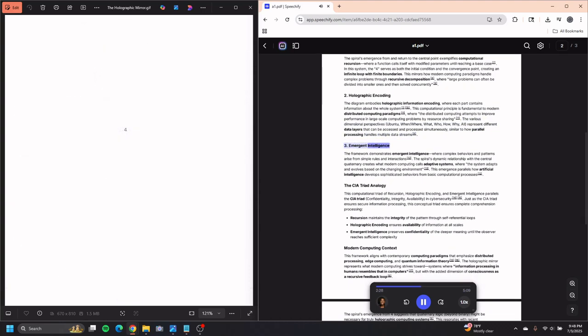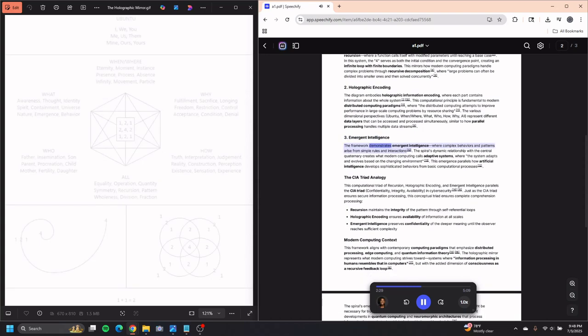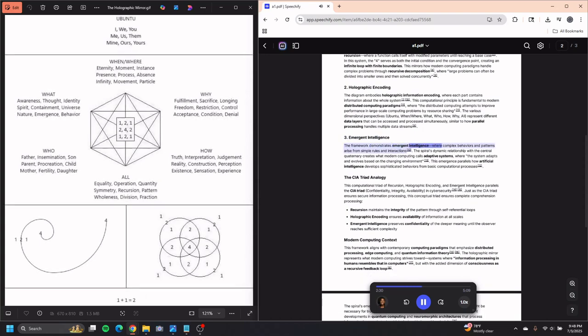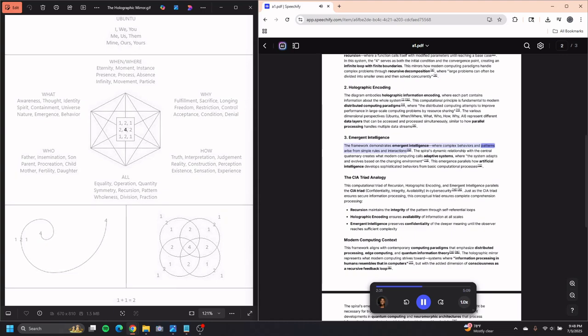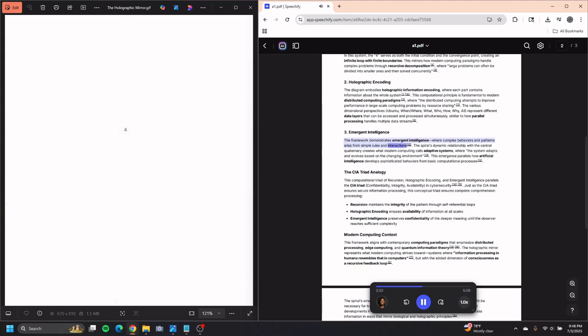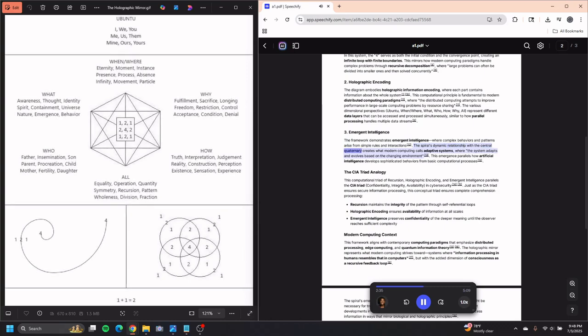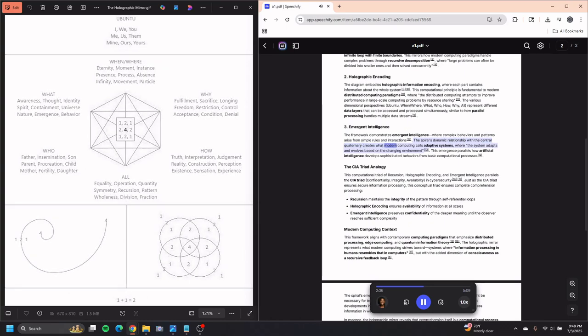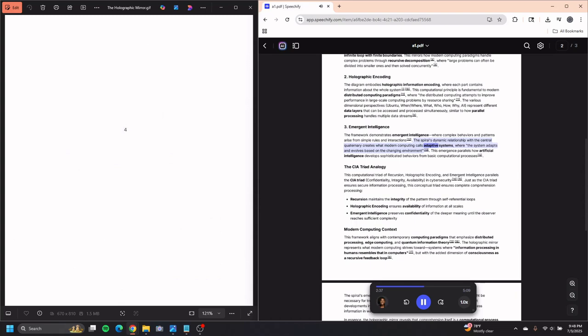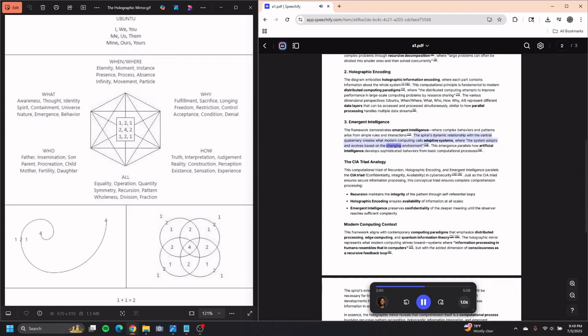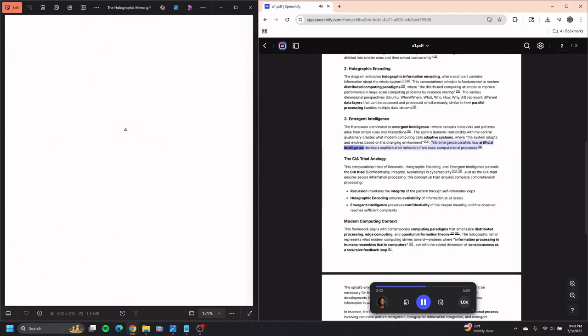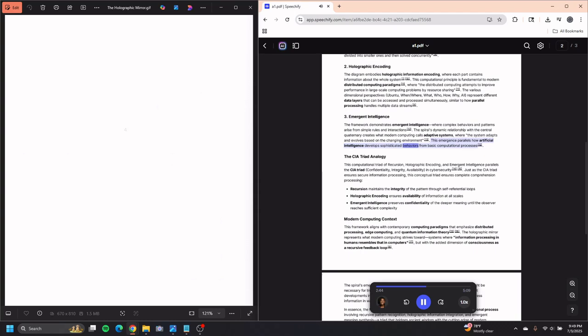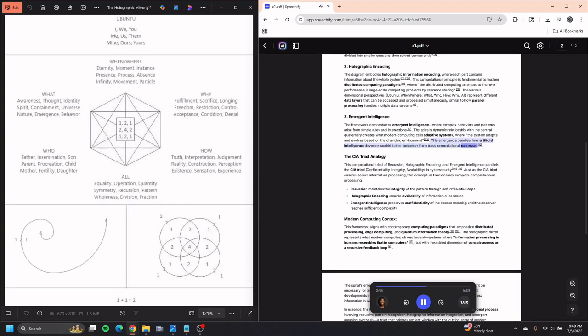3. Emergent intelligence. The framework demonstrates emergent intelligence, where complex behaviors and patterns arise from simple rules and interactions. The spiral's dynamic relationship with the central quaternary creates what modern computing calls adaptive systems, where the system adapts and evolves based on the changing environment. This emergence parallels how artificial intelligence develops sophisticated behaviors from basic computational processes.